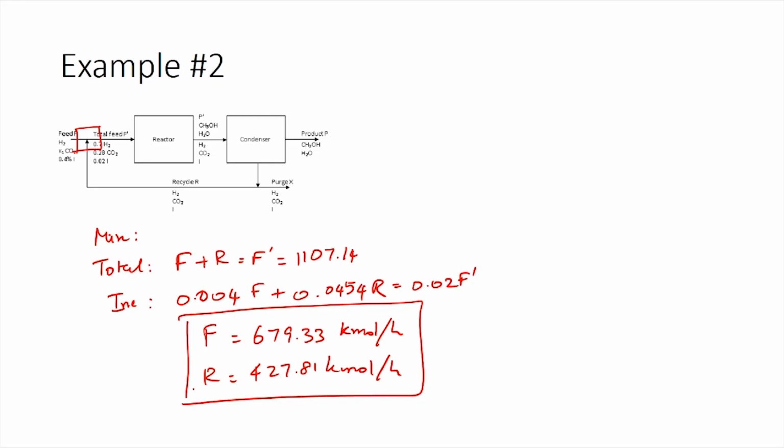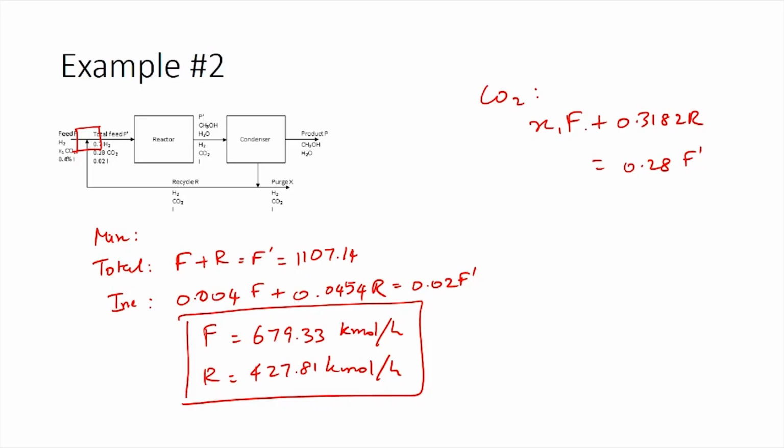However, we do not know the composition of the fresh feed stream. We do not know how much of the fresh feed is actually hydrogen and how much is carbon dioxide. For identifying that, we still have to write more material balances. So, here we can write a carbon dioxide balance. Let us assume X1 is the mole fraction of carbon dioxide in the fresh feed. So, the carbon dioxide balance would be X1 times F, which is the input, plus your carbon dioxide in your recycle stream, which is 0.3182 times R, equal to 0.28 times F prime.